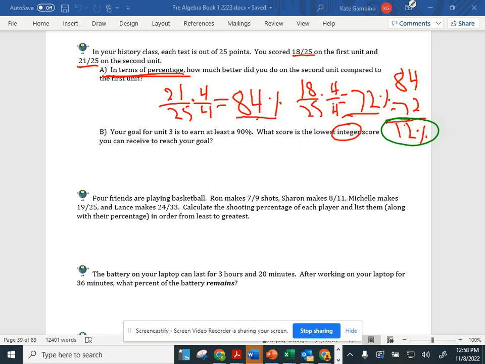Now, do you know how you got that number, or are you guessing? Do you know how you got it? Can you show us? Come show us. Yeah, but how did you get it?